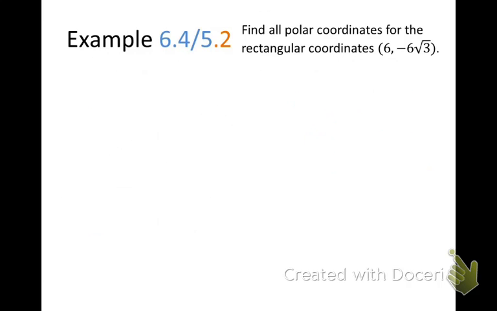So it says to find all polar coordinates for the rectangular coordinates 6, negative 6 root 3. All right, so for starters, how am I going to find my R? Because I need to find the polar coordinates, which is going to be R, theta. How do I find R?